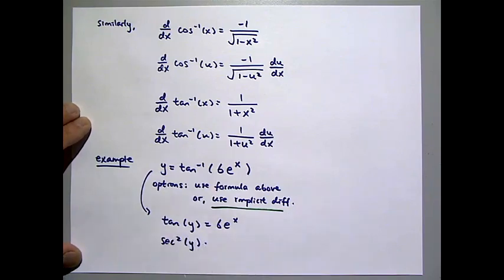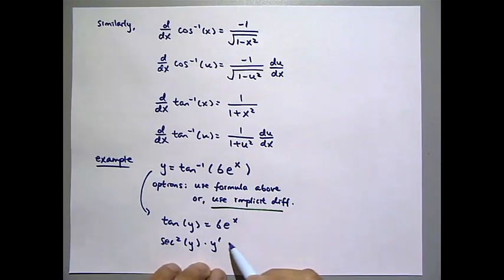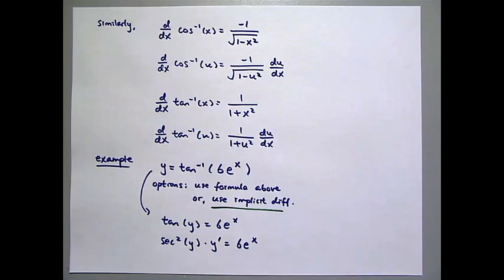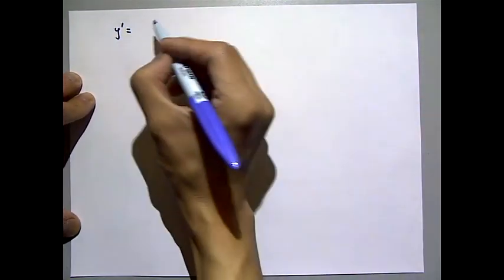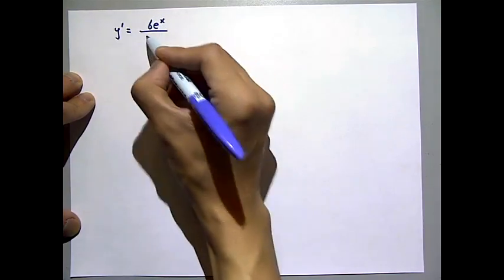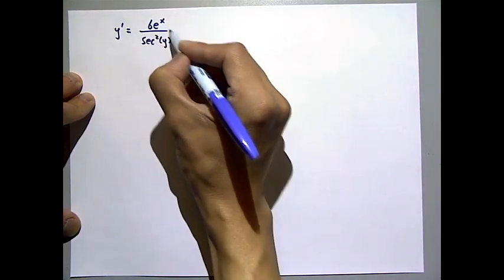And now the all-important y prime. Chain rule again. Right-hand side is simply 6e to the x. Okay, so then we get y prime is equal to 6e to the x over secant squared of y.